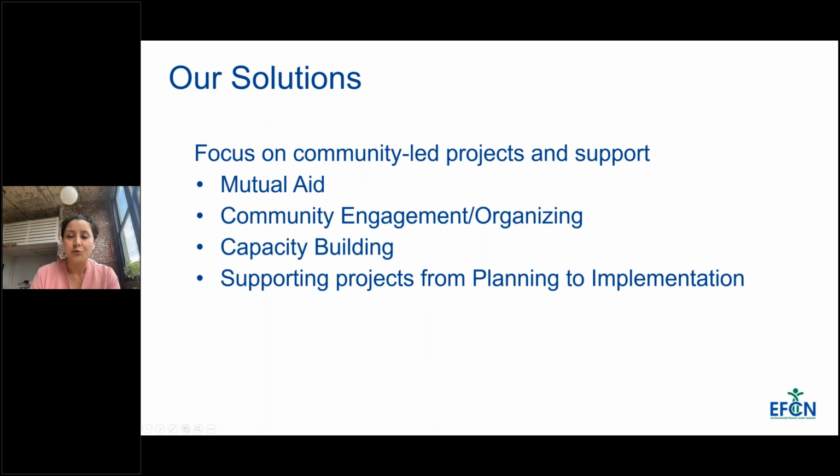So how exactly do we combine all of these lived experiences, tools, resources, partnerships to produce impactful community change? Well, at A2, we like to focus on community-led projects and community-focused support. So I'm going to give you a couple of examples today across all of these categories. So we'll be focusing on our mutual aid, our community engagement organizing efforts, capacity building, and how we support projects from planning to implementation. Next slide.